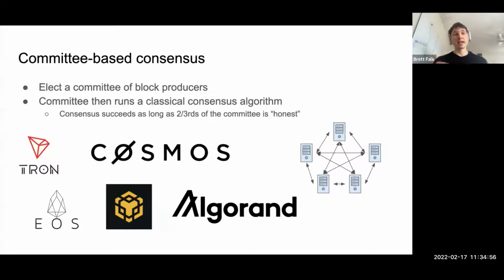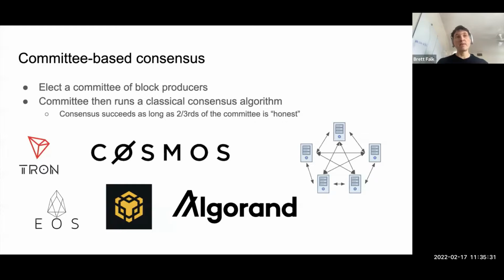Instead of electing a single block producer who produces the block, and then choosing a chain based on this sort of longest or heaviest chain rule, like it's done in Nakamoto Consensus in Ethereum and Bitcoin, you can elect a committee of block producers, and this committee can then run a classical consensus algorithm. Most of these classical consensus algorithms have some threshold that as long as 2/3 of the committee is honest, meaning they follow the protocol or they run the vanilla version of the software they're given, this committee will reach consensus on a single block.